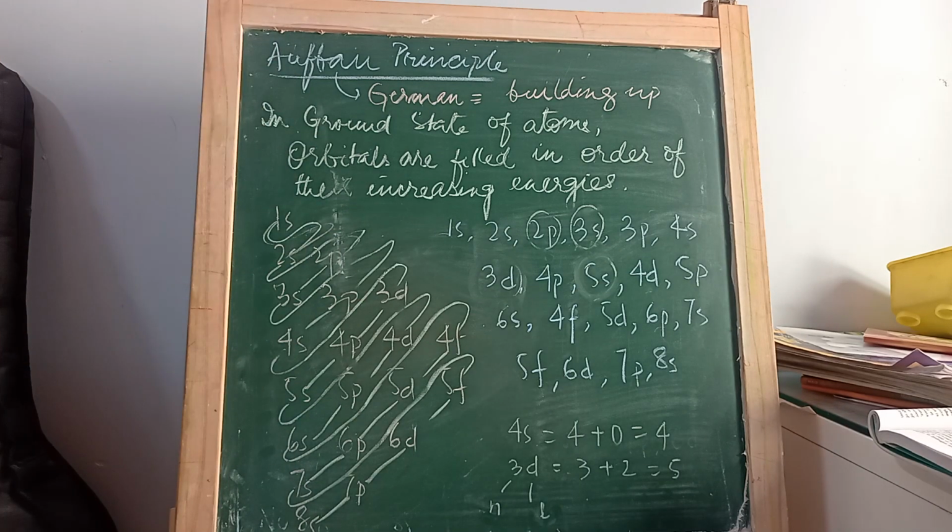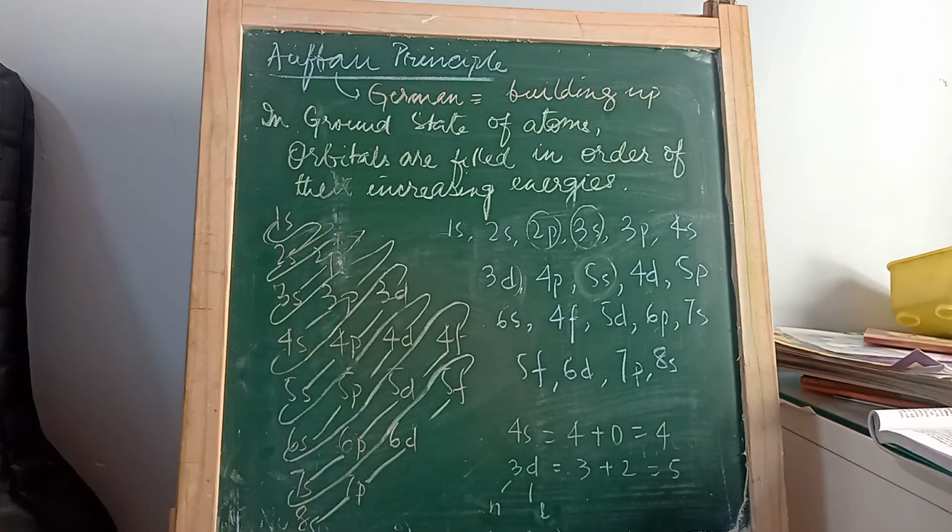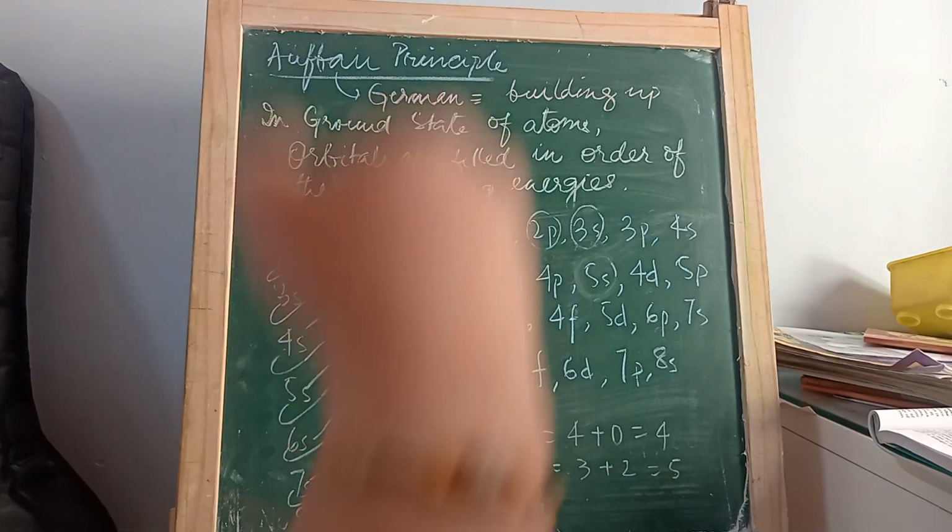So I hope you will remember the Aufbau principle. It means that the orbitals in an atom will be filled up in the increasing order of energy. The one with less energy will be filled first.